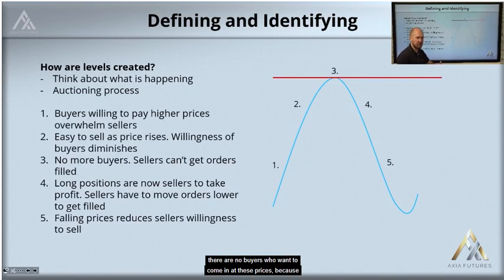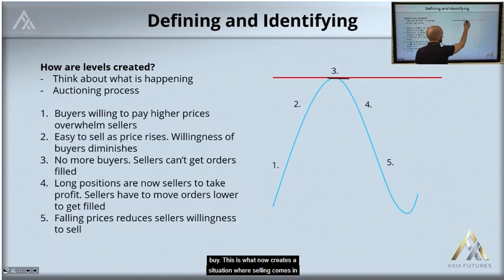There are no buyers who want to come in at these prices because prices have risen too far, if you will. But equally, sellers now are unable to sell. Why? Because nobody's going to come and buy from them. So now you will have people sitting here thinking, I'm going to sell, but nobody comes and buys. You can't sell something to somebody if they're not willing to buy it off you at that price. As a result, sellers now need to move their orders lower. They need to go and sell it to the people willing to buy.